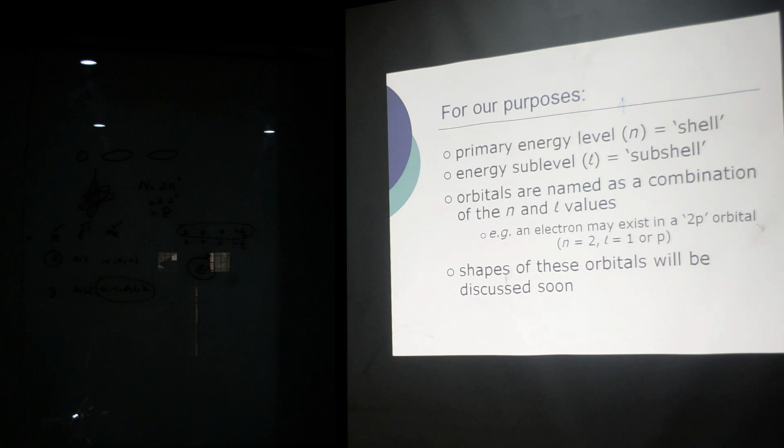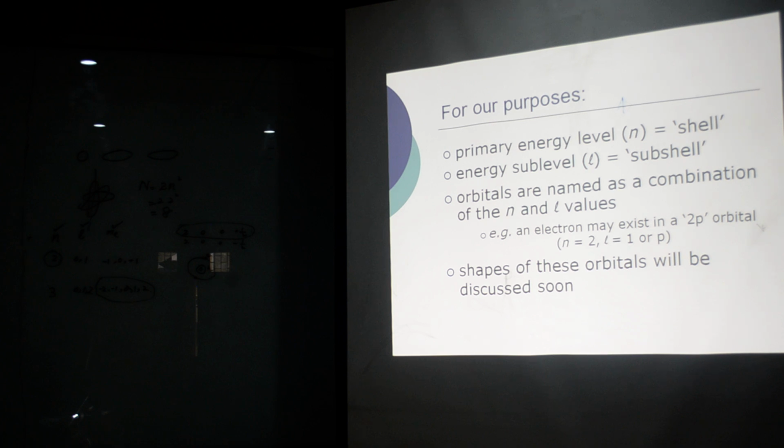Now this is what we have earlier discussed. Primary energy levels, shells, are defined by N, which we call the shell. I already defined K shell as N equal to 1, L shell as N equal to 2, and so on. And energy sublevels we call subshells.